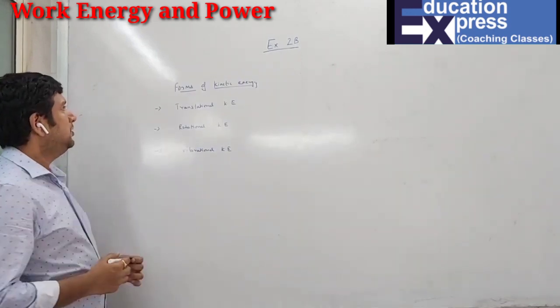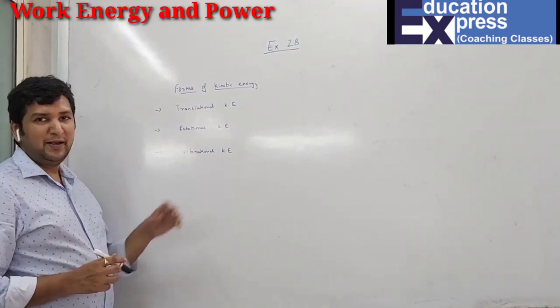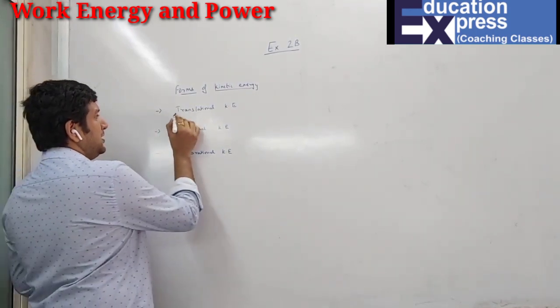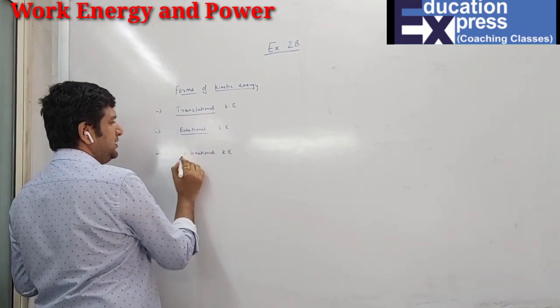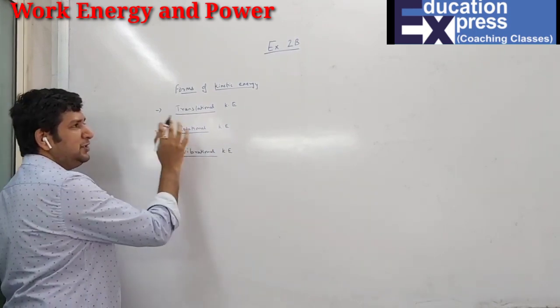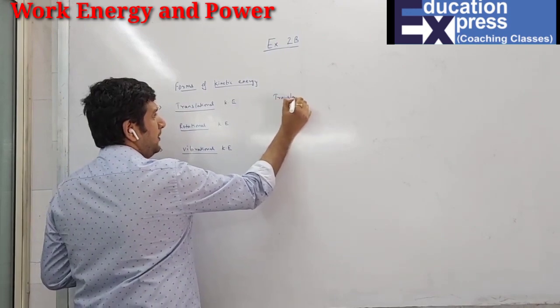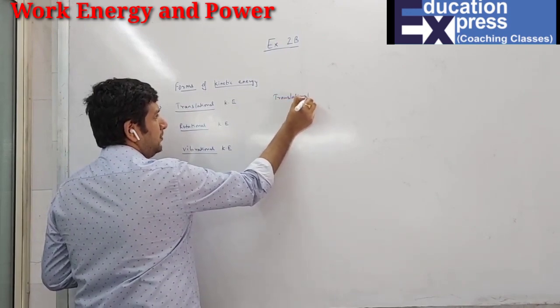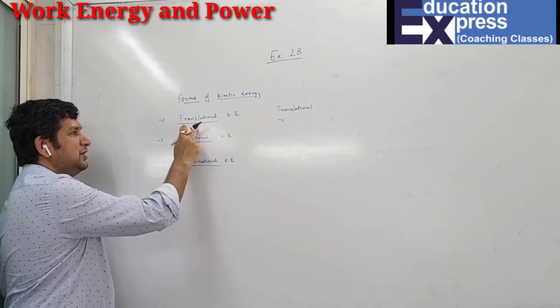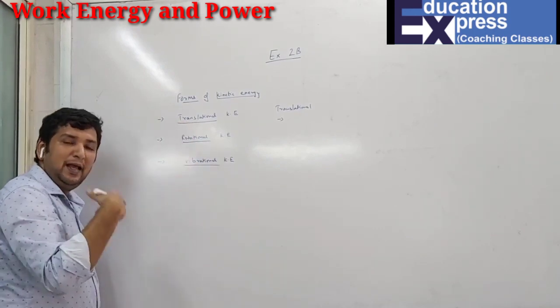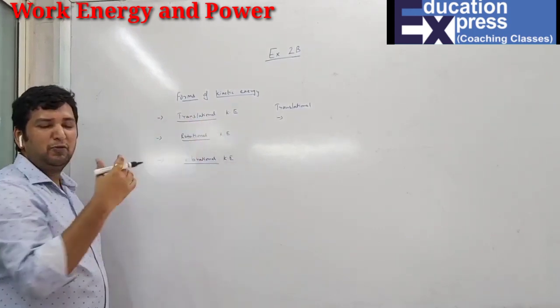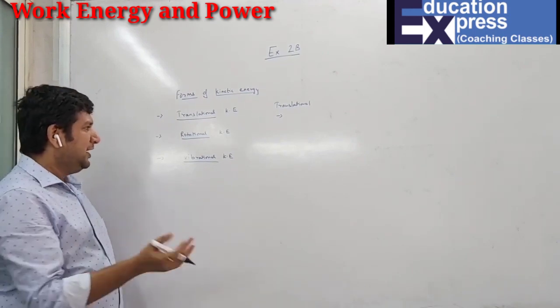Now we'll study the different forms of kinetic energy. It's very simple, students. Translation kinetic energy, rotational kinetic energy, vibrational kinetic energy. In each case, first you have to explain what is translation, what is rotation, what is vibration, and then what we mean by translation kinetic energy, rotational kinetic energy, or vibrational kinetic energy.